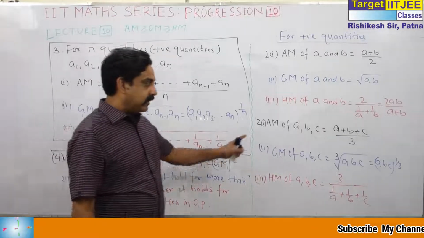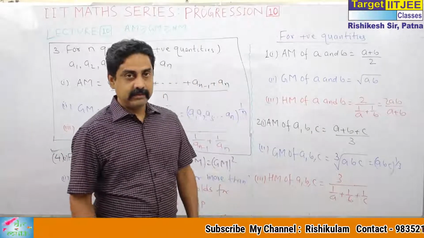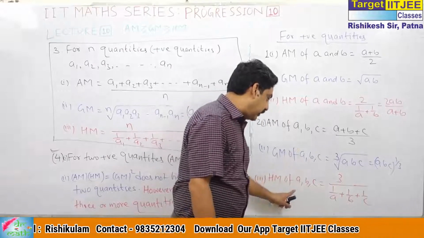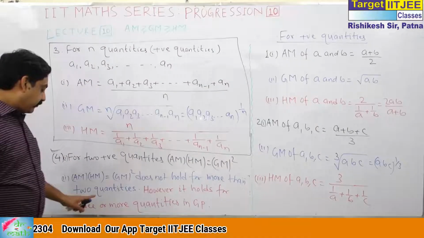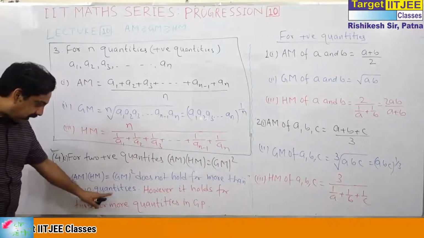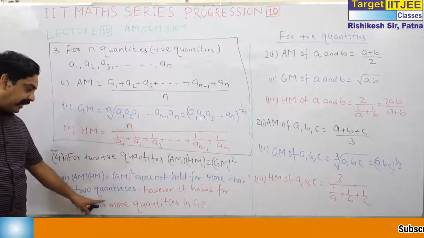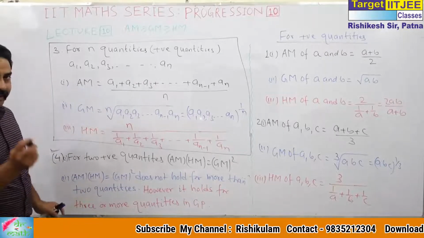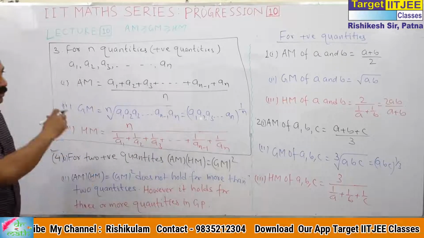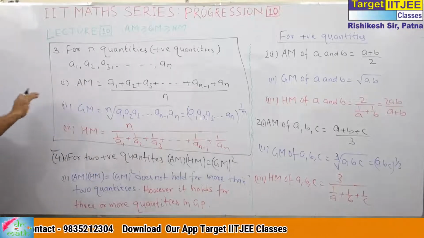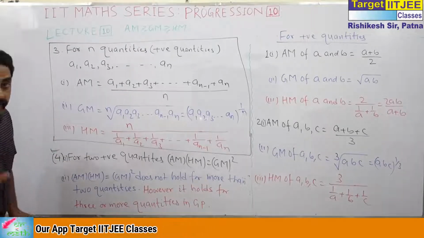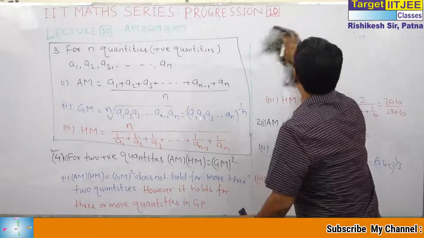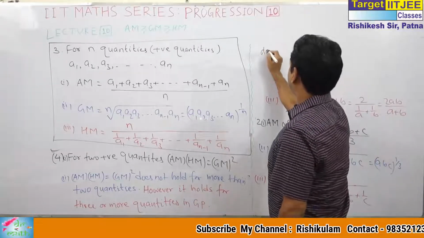If you take 3 quantities in geometric progression, find their arithmetic mean, geometric mean and harmonic mean, you can find that AM into HM equals GM squared is true. For this I am giving just a question, number 4. I think you have copied it down. The question is here, do it yourself.